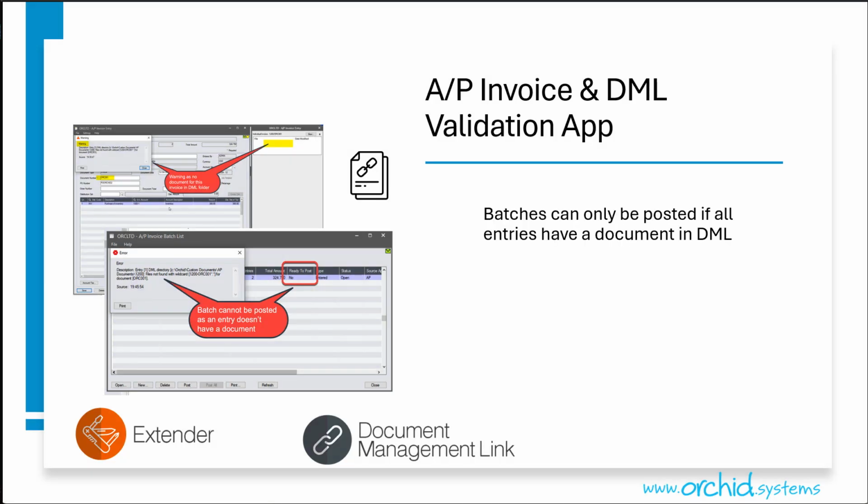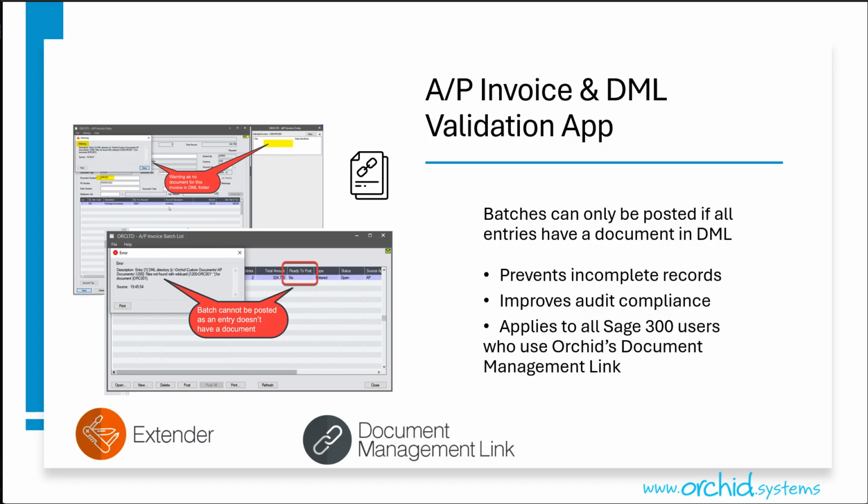Many of you know about Orchid Document Management Link to link documents to Sage 300 records, for example, attaching supporting documents to AP invoices. And this supports the paperless office. With this Extender app, you can now prevent AP invoice batches from being posted if an entry doesn't have a document attached in the configured folder. And we also show a warning as you're entering the transactions. This prevents incomplete records, improves audit compliance, and applies to all Sage 300 users who are thinking of using Document Management Link to move towards a paperless office.